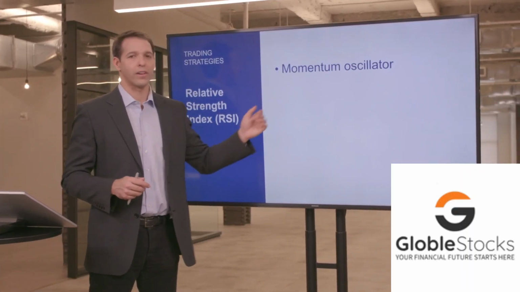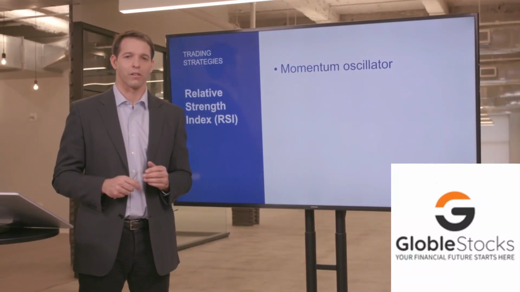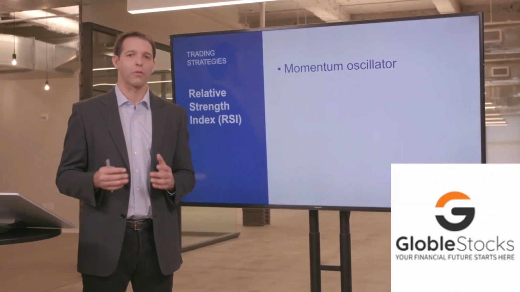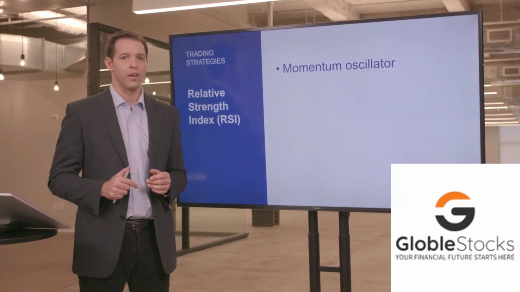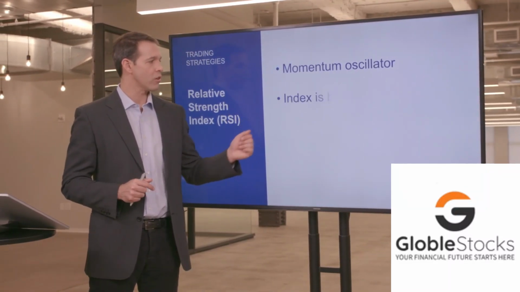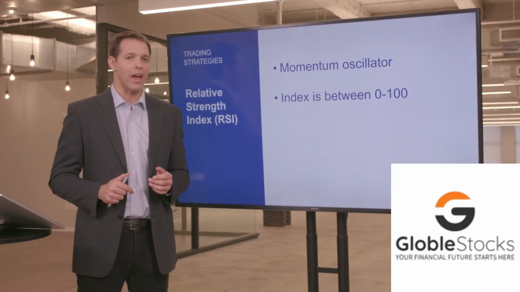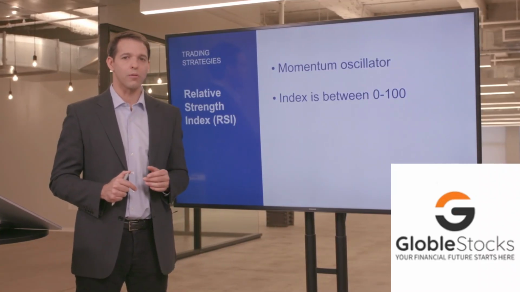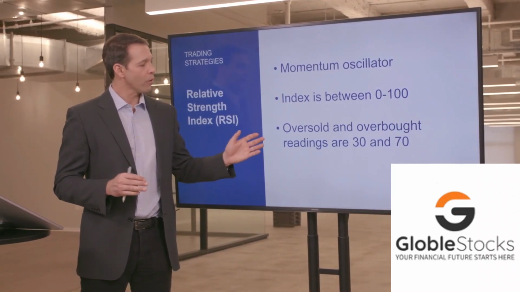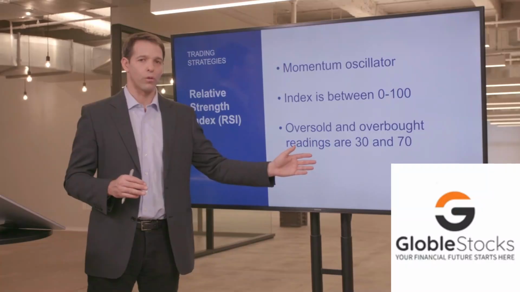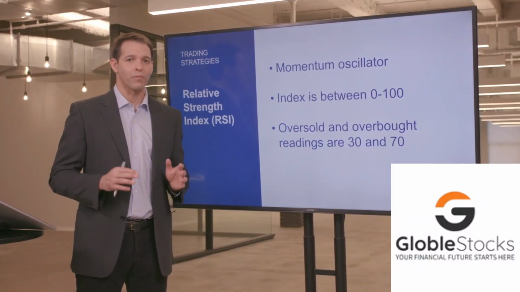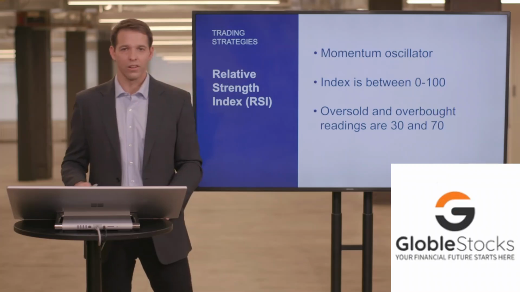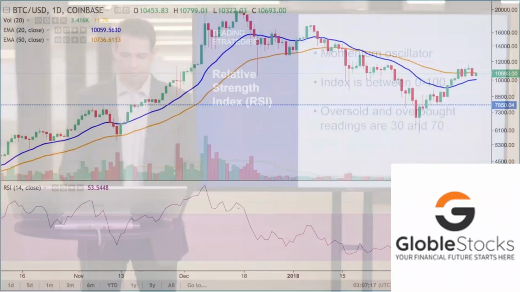Now, the relative strength index is a momentum oscillator. It basically measures the health of the market, specifically the health of the rally or the health of the sell-off. It's calculated on an index between 0 and 100, and between these numbers there are some key readings. A reading below 30 is considered oversold, and a reading above 70 is considered overbought. Now, let's get into a few charts to help us determine this.